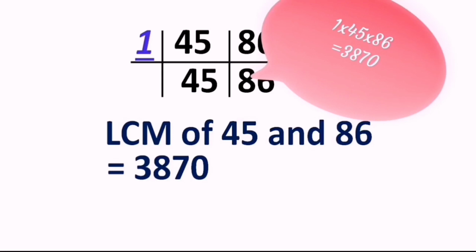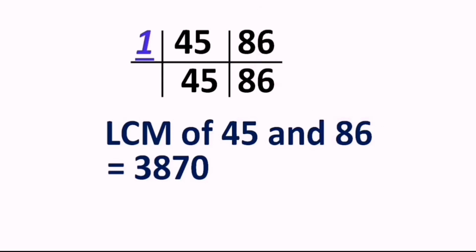Keep it in mind, for co-primes, the LCM is the product of the numbers themselves. So 45 and 86, when multiplied, give us 3870, and that's our LCM.